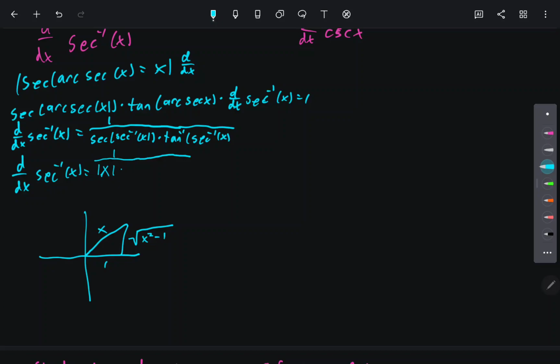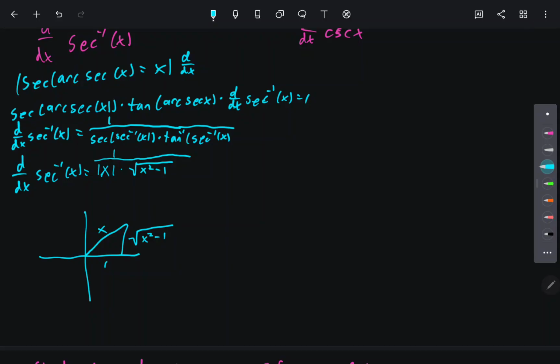Tangent is opposite over adjacent, so we just get times the square root of x squared minus 1. And that's our derivative.